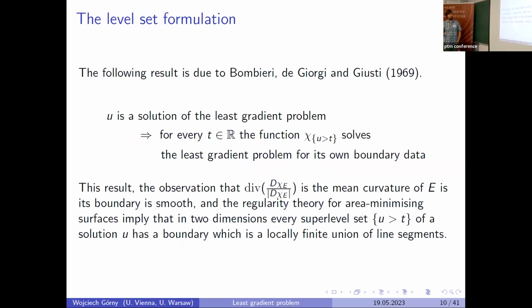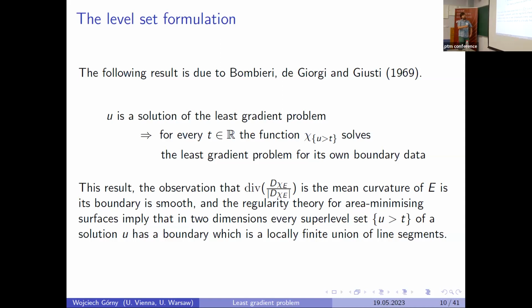So this was observed a long time ago, in the 60s, basically. And the following result is due to Bombieri, De Giorgi and Giusti: if you have a solution to the least gradient problem, the original result is written a bit differently, but in modern language, then for every t, its super level set solves the least gradient problem for its own boundary data, because the super level sets have to have boundaries which are minimal surfaces.